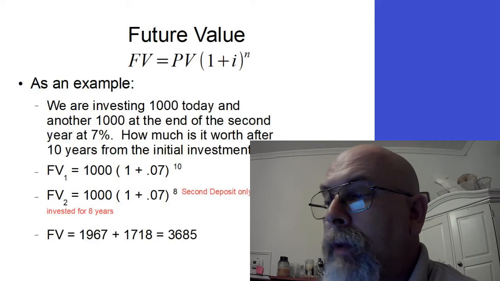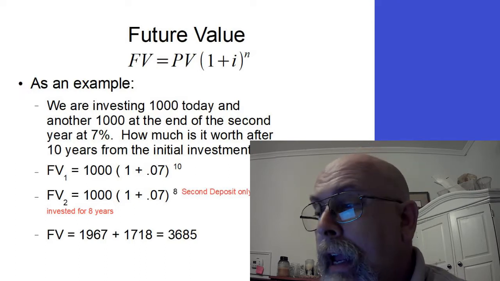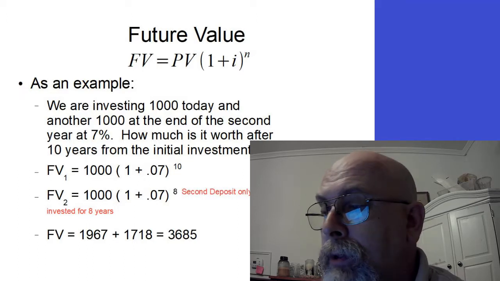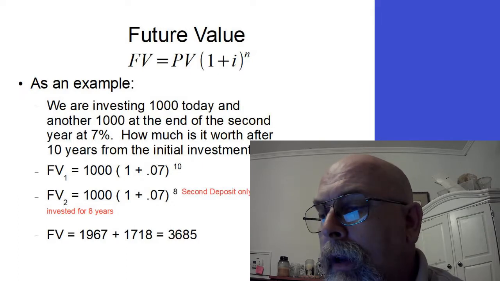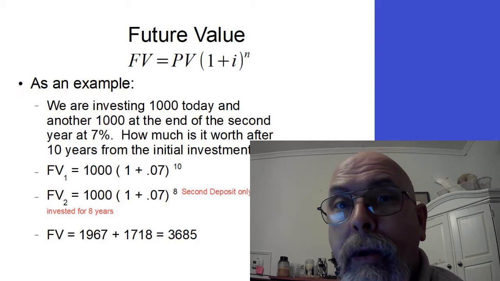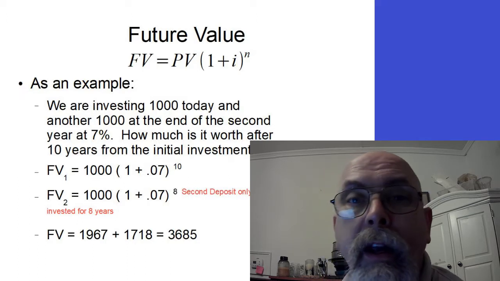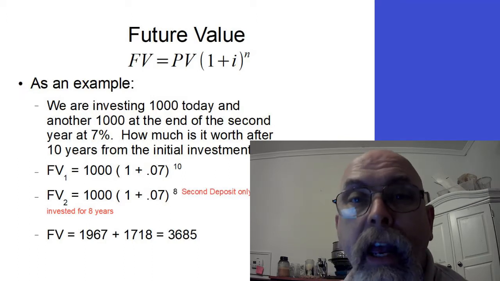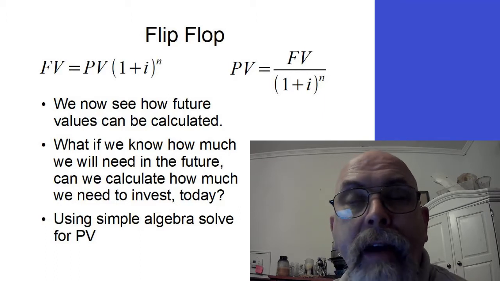Another example would be we're investing $1,000 today at 7%, and we're investing another $1,000 in 2 years at 7%. How much is that worth after 10 years from the initial investment? Well, we have to calculate the future value of the first $1,000 over a period of 10 years, and we would calculate the second $1,000 investment over a period of 8 years, and then we would add those two values together.